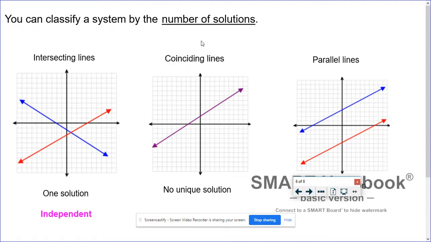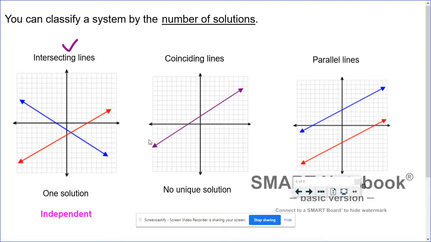Right, now getting to the second part of the objective, you can classify a system by the number of solutions. What we just looked at for those two examples is this situation here. They're intersecting lines. Where they intersect is the one solution, and that's considered an independent system.